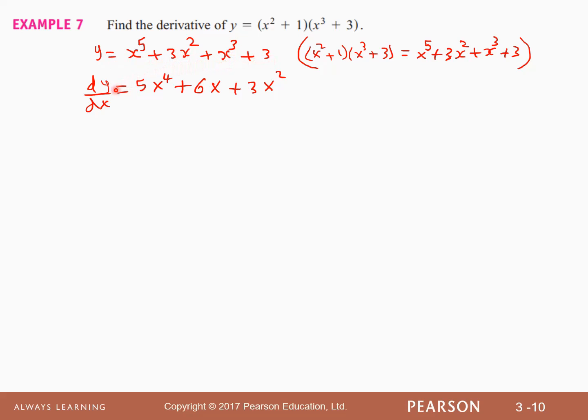We get the derivative of each term. So dy by dx equals the derivative of the first term, which will give us 5x to the power 4. Derivative of the second term will give us 6x. Derivative of the third term will give us 3x squared. Derivative of the fourth term will give us 0, so we ignore it. So this is the derivative.